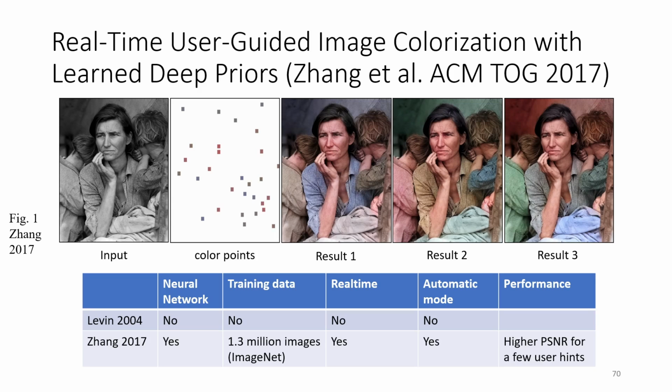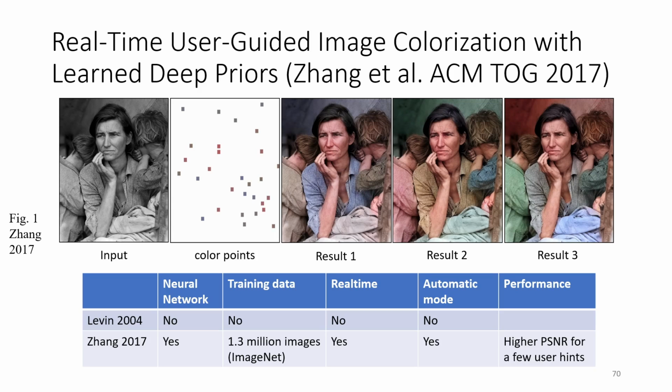This method doesn't need a lot of scribbles. It just needs a few points, just a few points with colors. Based on those few points, it can generate this result, or this result, or this result. It depends on only a few points.